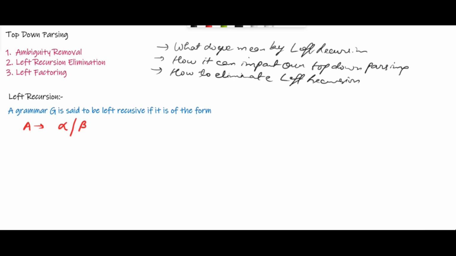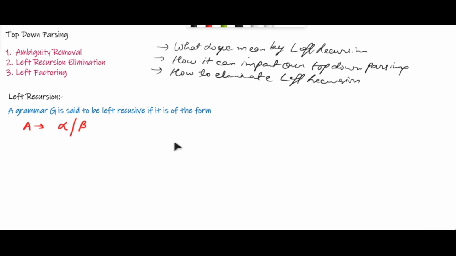from your grammar. Before this, if you want to check out ambiguity, you can go to another video tutorial uploaded by me. Now, let's start discussing today's concept, which is left recursion. First of all, understand what is the definition of left recursion.